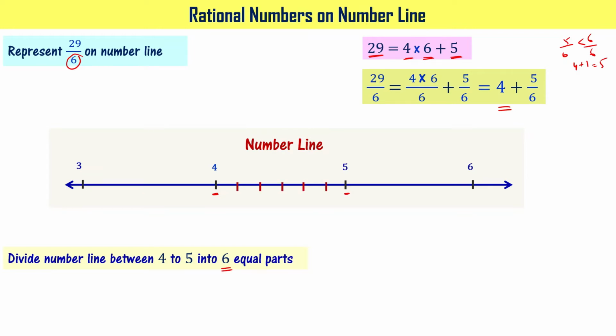Let me do that. When I do that, now I can say that this is 4 plus 0 by 6, right? This is 4 plus 1 by 6. This is 4 plus 2 by 6. This is 4 plus 3 by 6. This is 4 plus 4 by 6. This is 4 plus 5 by 6, right? Means you have 29 by 6 here. This is the representation of 29 by 6 on the number line. Got it?